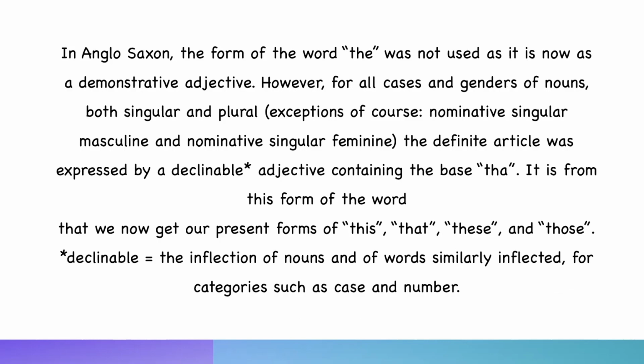In Anglo-Saxon, the form of the word the was not used as it is now as a demonstrative adjective. However, for all cases and genders of nouns, both singular and plural, there are exceptions, of course. Nominative singular masculine and nominative singular feminine, the definite article was expressed by a declinable adjective containing the base the. It is from this form of the word that we now get our present forms of this, that, these, and those. And declinable simply means the inflection of nouns and of words similarly inflected for categories such as case and number.